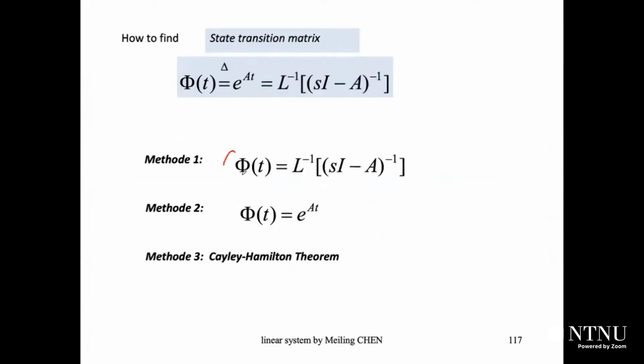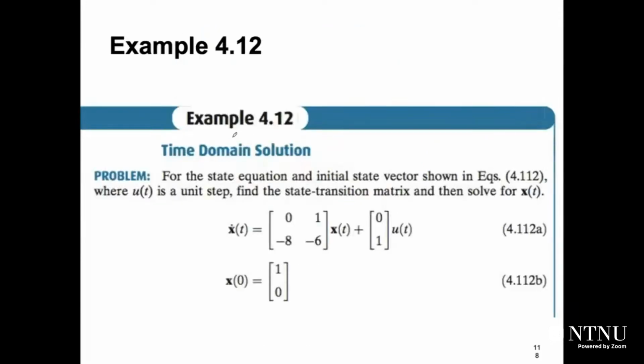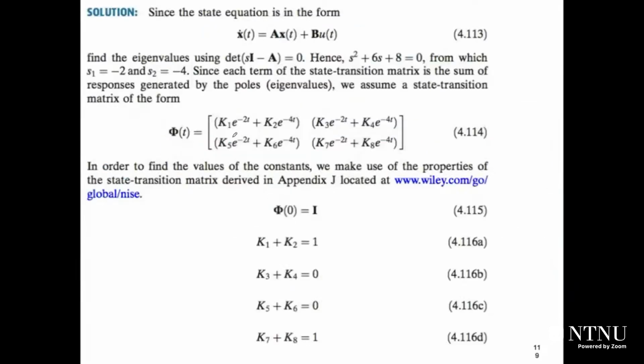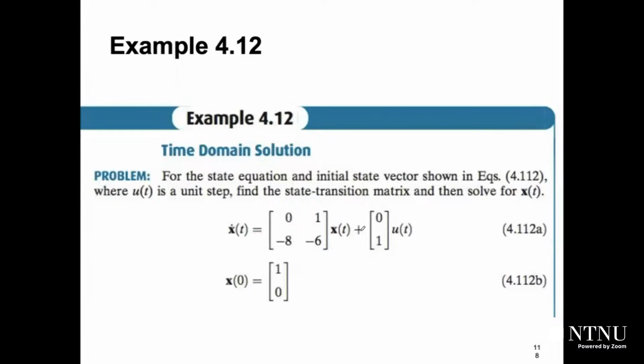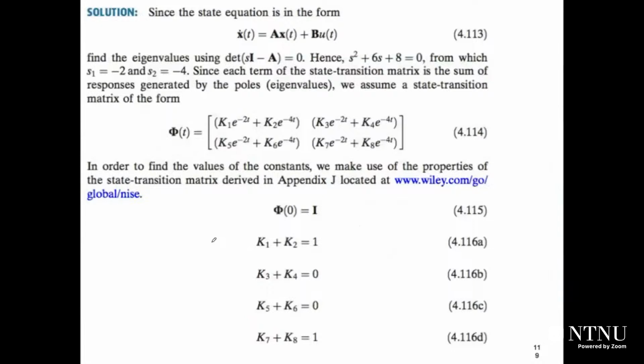Okay, so I prefer to use this one. This one takes time, but it's okay, we can do it. So this is the solution in detail for this example: x dot equal Ax plus Bu, y equal Cx, with x0 equal 1 and 0.